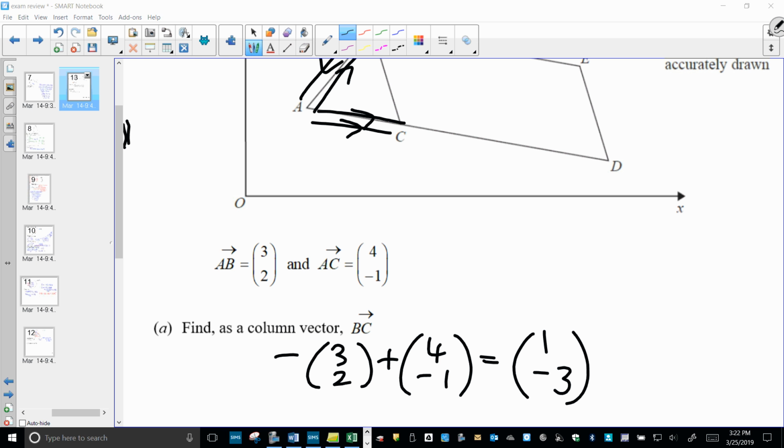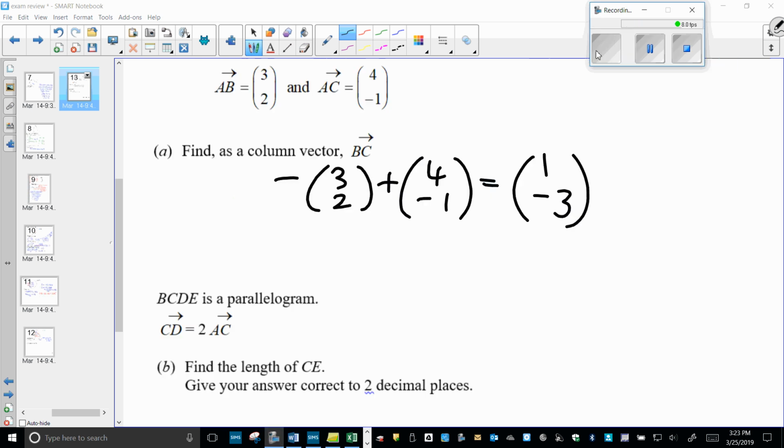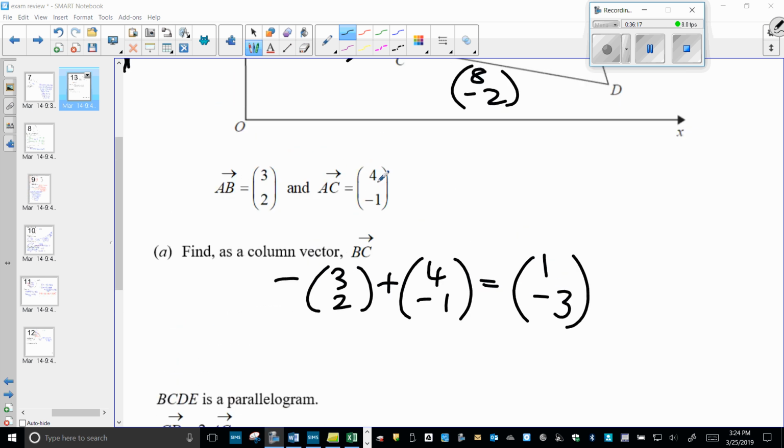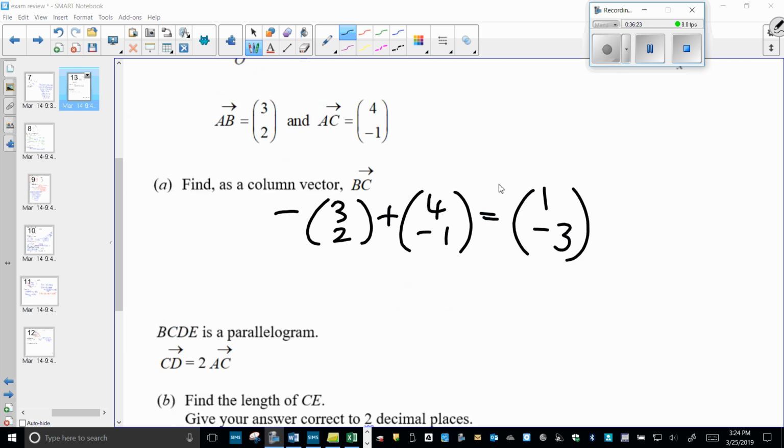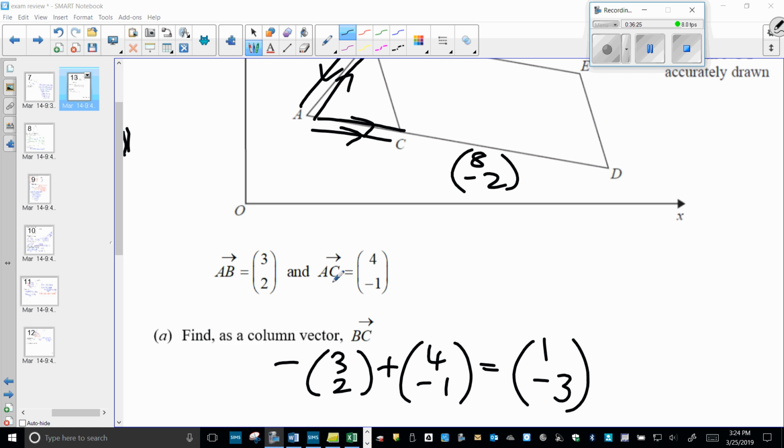Right, so I was told that CD is 2 lots of AC. Well, they told me AC is 4, negative 1. That means that CD must be 8, negative 2. Why? It's just double it, 2 lots. I was looking at the wrong one.